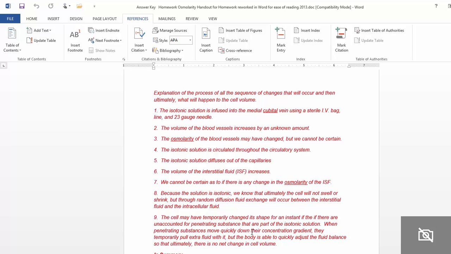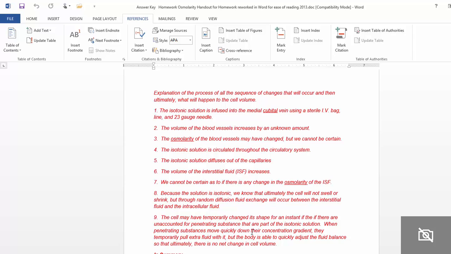Well, it's in a human, so you could say they drink it, which is fine. It's a little bit more complicated. If they drink it, then it's got to go through a slightly different process, but you got to explain it. If it goes into the blood, it's a little easier to understand. So the isotonic solution is infused into the medial cubital vein.